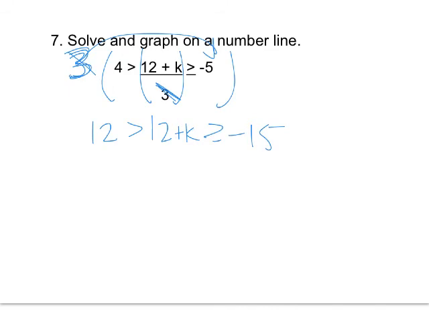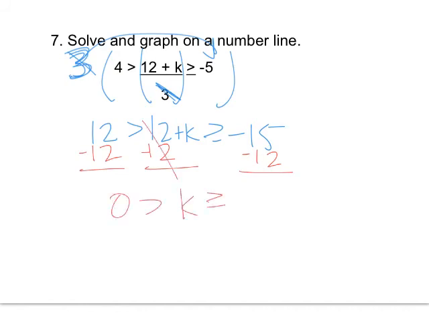And now our goal is to get the k alone in the middle, so I need to use the additive inverse of this 12. So I'm going to subtract 12 on all parts. So that leaves the k alone. 12 minus 12 is 0, and negative 15 minus 12 is negative 27. So this says 0 is greater than k, and k is greater than or equal to negative 27.